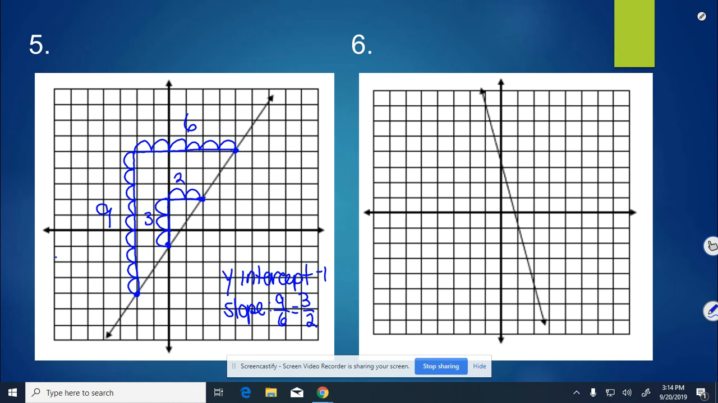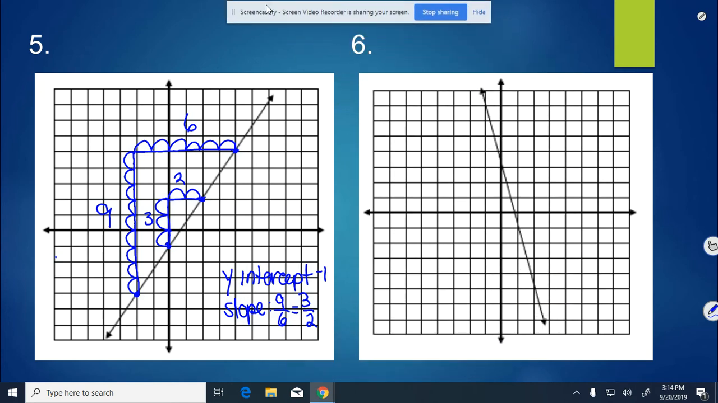So now we can write our equation as y equals 3 halves x minus 1. Starting at -1 and going up 3 over 2 repeatedly.